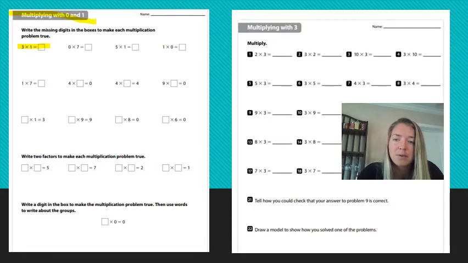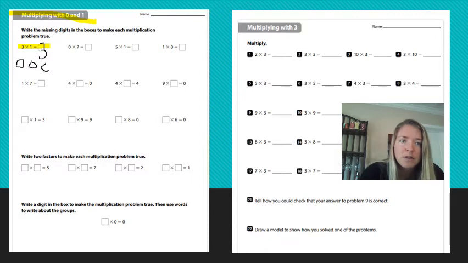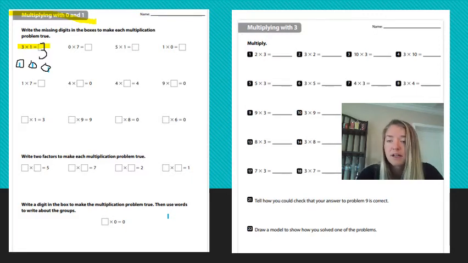So 3, I have a number right here, multiplied by 1, if thinking about our rule, is going to be itself. So 3 times 1 equals 3. If I was to draw that in a model like we did on the last page, I could draw 3 groups. 1, 2, 3. And I could put 1 in each group. 1, 1, 1. And if I count up all those blue dots, 1, 2, 3, I have 3 total. So any number times 1 is going to equal itself.